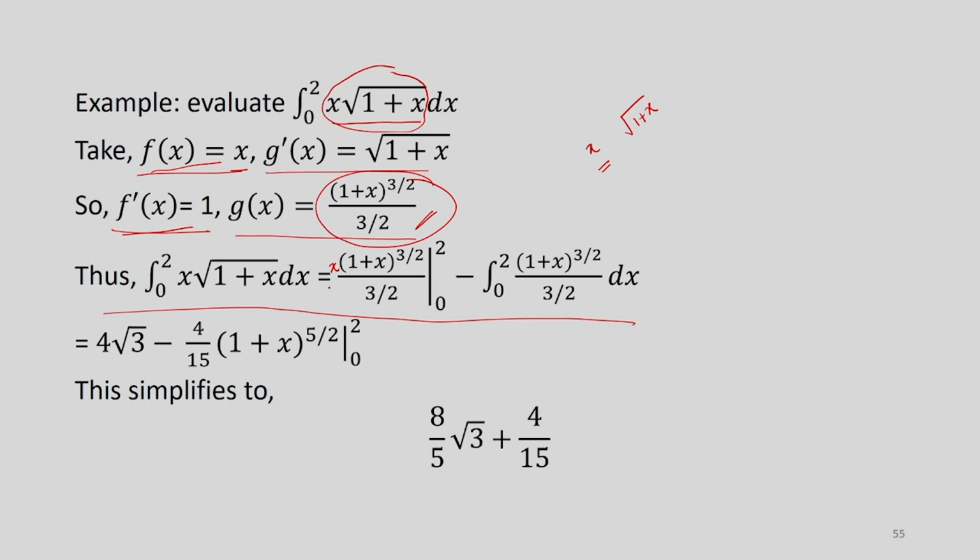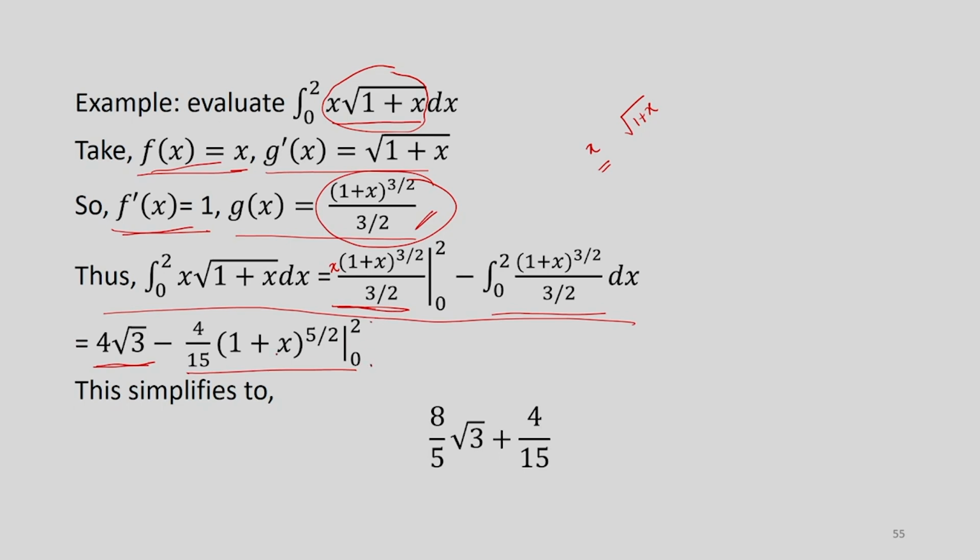Okay. And you see there is one more integration still left to be done, and which is done in the second step, and the limits are 2 and 0. So, I have to evaluate this first term at these two values, 2 and 0, and take the difference, that comes out to be 4 root over 3, and the second term is integrated once more, and so I get 4 divided by 15 multiplied by 1 plus x to the power 5 by 2, and the limits are 2 and 0.